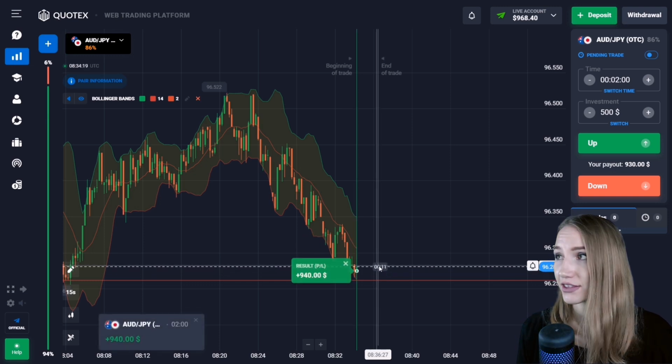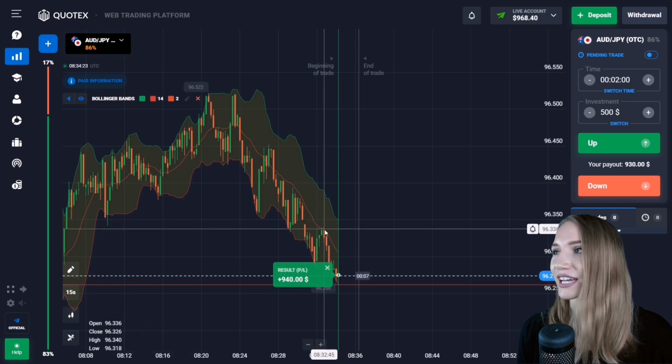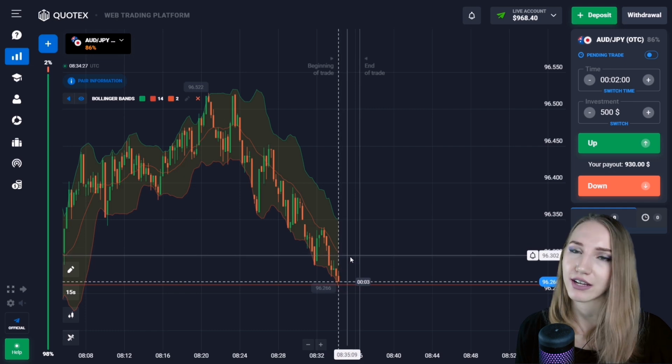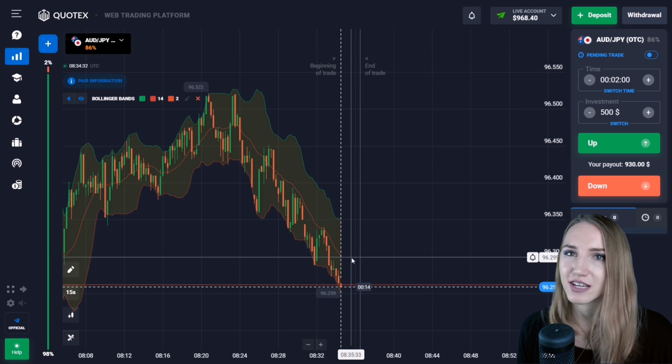So that is very good. This downtrend continued down to this level. We got very good profit. So this indicator was a very good assistant and helped me to determine the border of this pullback.